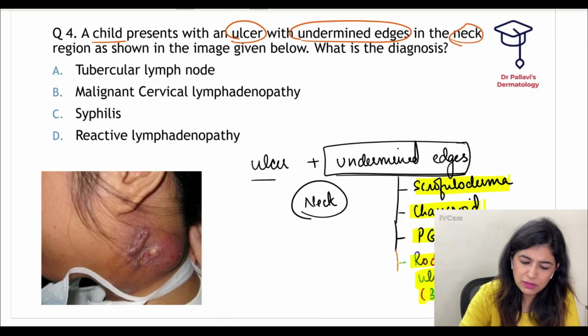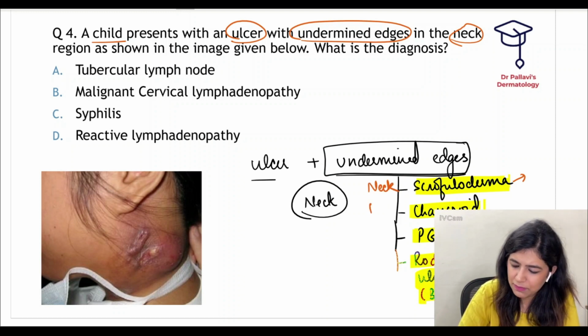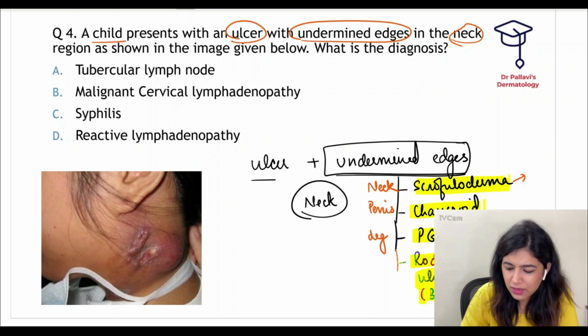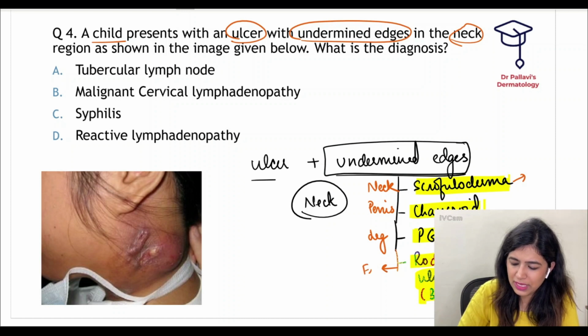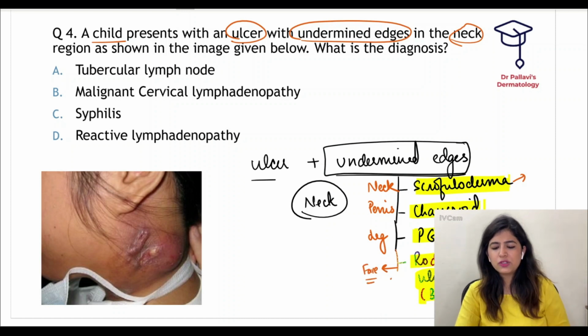Scrofuloderma will generally present on the neck. Chancroid is an STD, so it will be present in the genitalia. Pyoderma gangrenosum, mostly the images are of the leg, and BCC will be on the face. Okay, so the site is also different for all these ulcers.